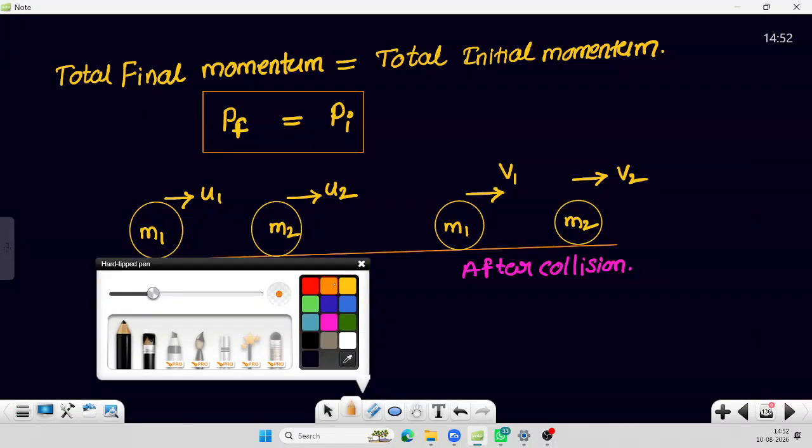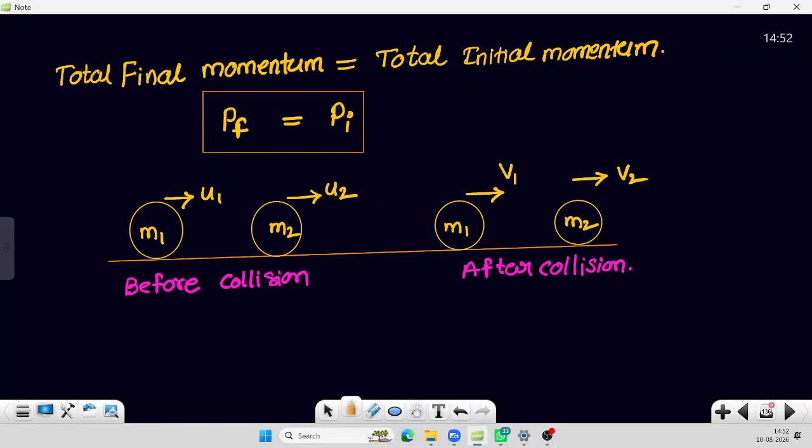So what can we write according to the law of conservation of linear momentum? Total momentum before collision.